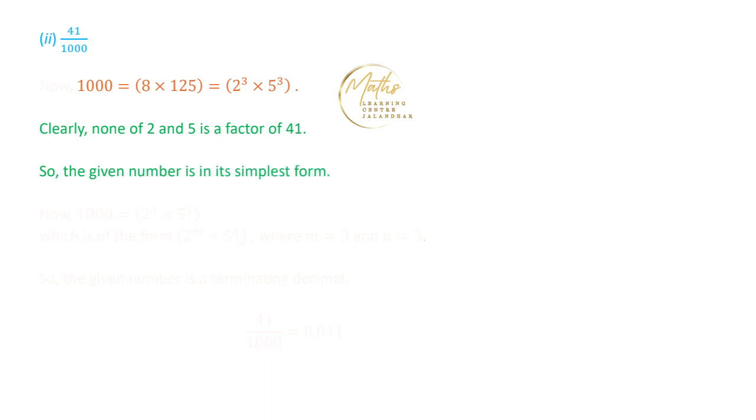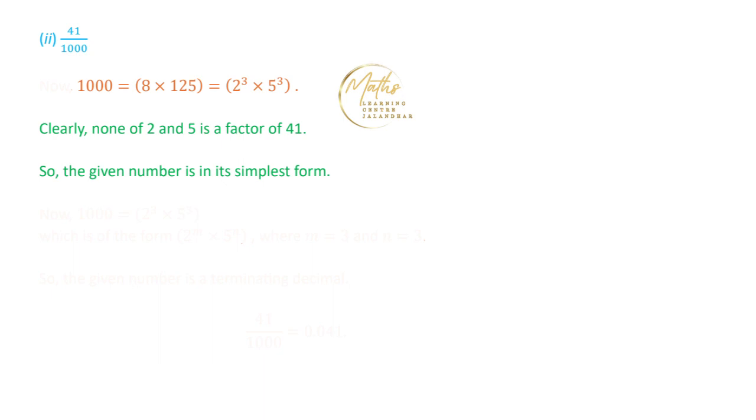The next number is 41 by 1000. We have to check without division whether it has a terminating or non-terminating representation. We look at the denominator, 1000. If we do the prime factorization, we obtain that it is equal to 8 into 125, that is 2 raised to the power 3 into 5 raised to the power 3. This is the prime factorization of 1000. Clearly 2 and 5 are not factors of 41, which means the given number is in the simplest form.